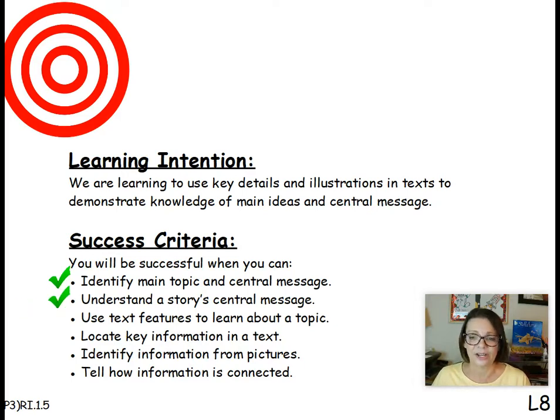Use text features to learn about a topic. So did we use the illustrations to help us today and the captions that went with the illustrations? I think we did. So that would be an example of using text features. So I'm going to put a check for that. And then we had to locate key information in the text. So remember, we had to go back to our text to find our answers. And identify information from the pictures. Yes, we sure did. We used those pictures to find our information, didn't we, boys and girls?